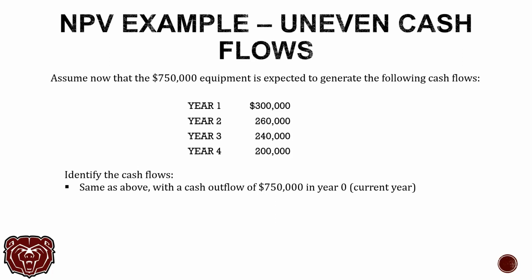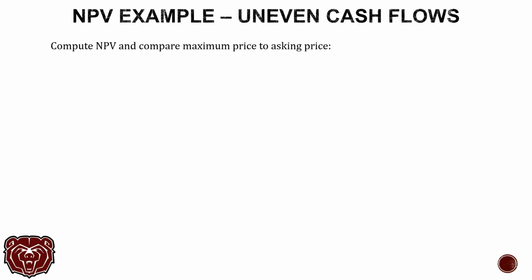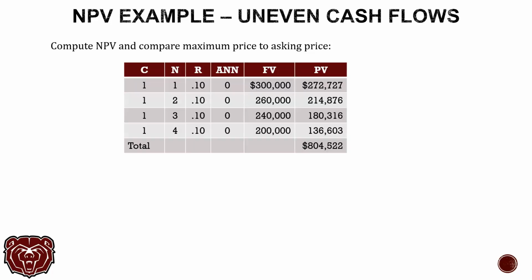First step, identify your cash flows. It's the same as above, but you have a cash outflow of $750,000 in year 0, or the current year, the year you're purchasing the asset. Okay, so now we're going to compute the net present value and compare the maximum price to the asking price. Here, if we use our present value of a dollar table, or we use our calculators, which is what I would recommend, you are going to get to $804,522. Now notice you'll have to make each of these calculations separately because your cash flows in each year are different. They are uneven, so you've got to make these calculations separately.